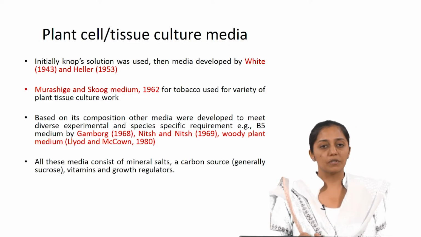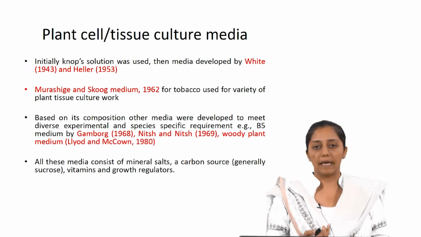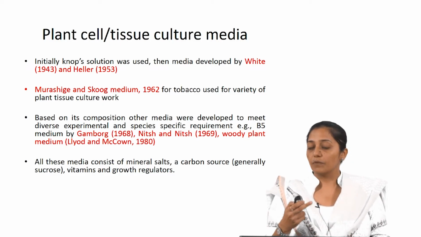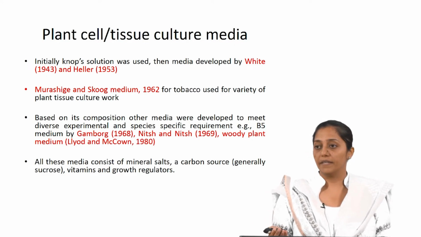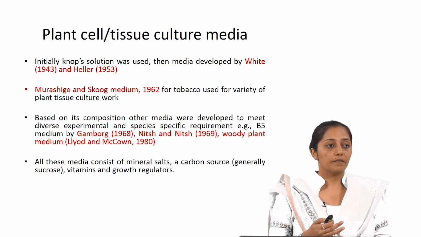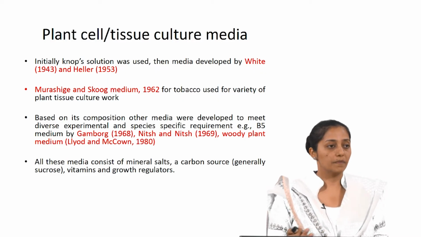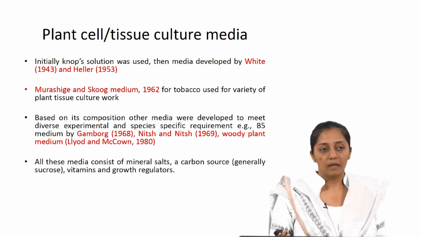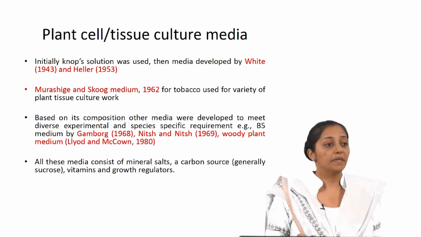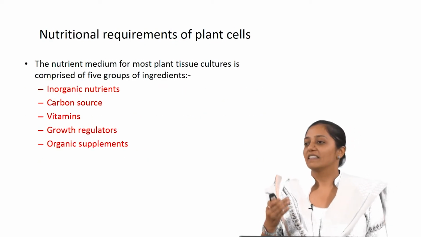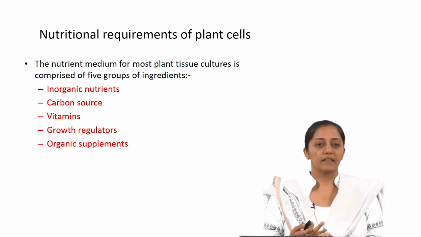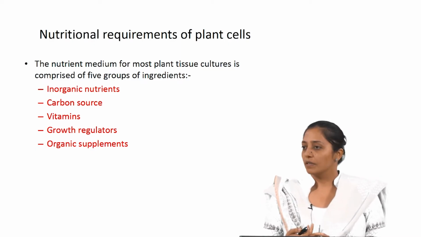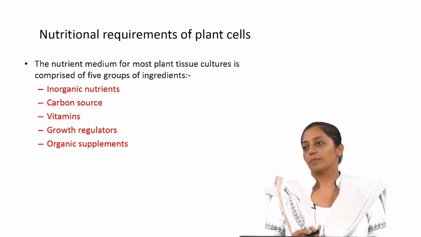So, these are some examples of different media which are now available in the market. Gamborg, I said, is B5. It contains B vitamins. That was another discovery, when vitamin addition in the formulated media was discovered, where three major vitamins, pyridoxine and thiamine, were added, along with vitamin B5. So, the nutrient media is composed of these different things: inorganic nutrients, carbon sources, vitamins, growth regulators and organic supplements.